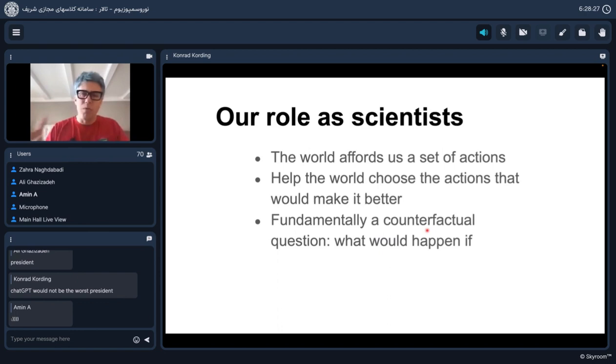So let's think about our role as scientists. The world affords us humans a set of actions. There are certain things that we can do. What does it mean to be a good human being? Well, choose the action that makes the world better, which is fundamentally a counterfactual question. What would happen if I would do action A? And what would happen if I would do action A star? And action B is then however we define the world being better. So the very question of what it means to live a good life is a causal question.